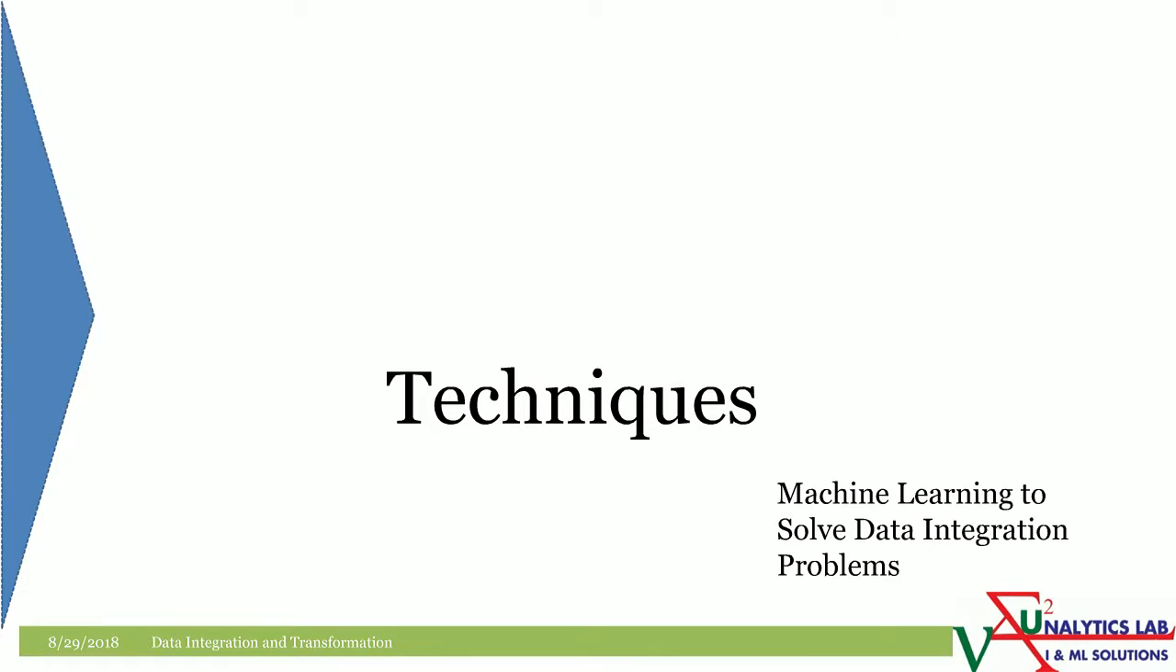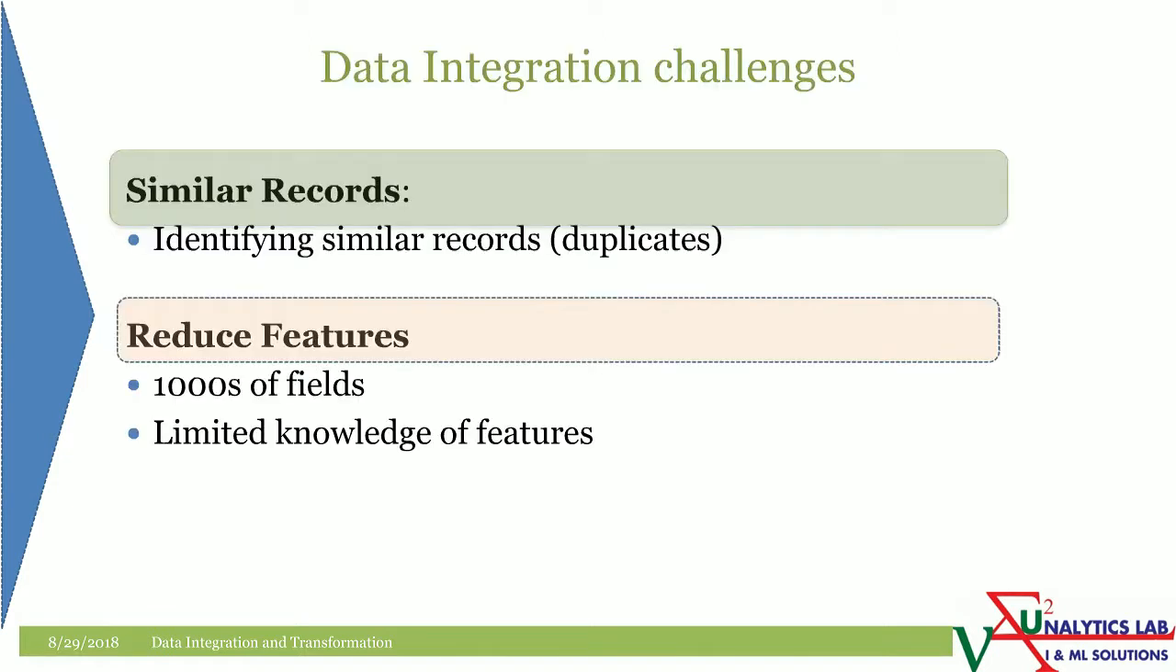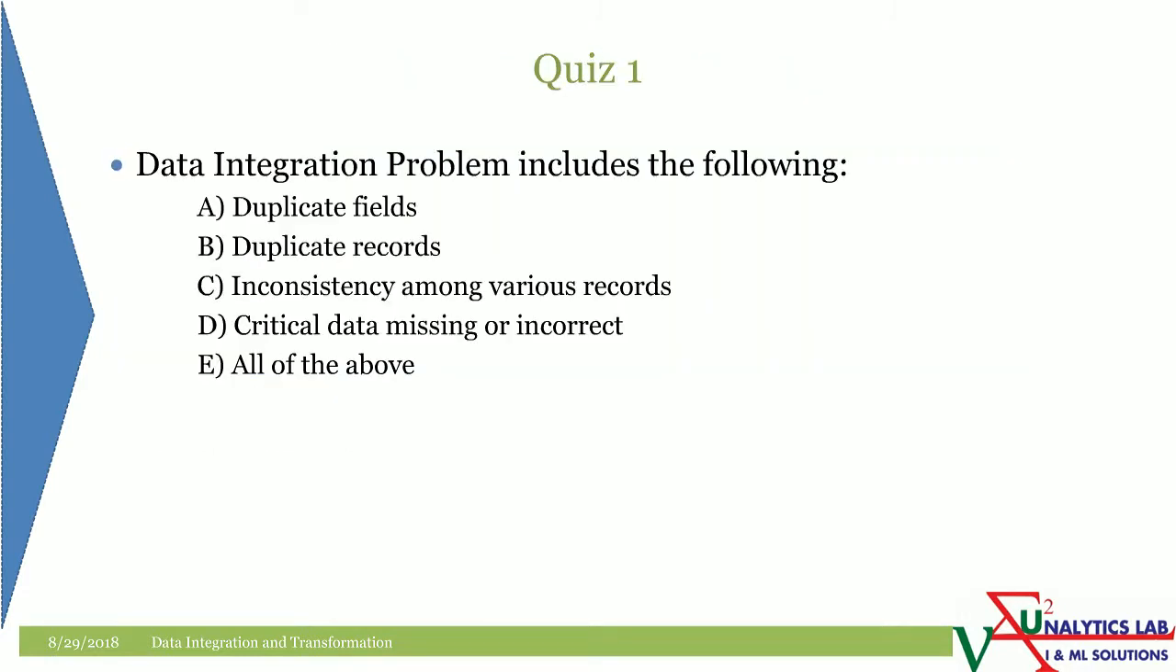Let us quickly look at some of the techniques that we use in solving some of the challenges that we have in data integration. As I said, whenever you integrate data from multiple sources, you have similar records, that is, the same records that could exist or repeat, and also multiple features or columns which could be very similar or the same. And also you have limited knowledge of the features. So how can we solve this problem?